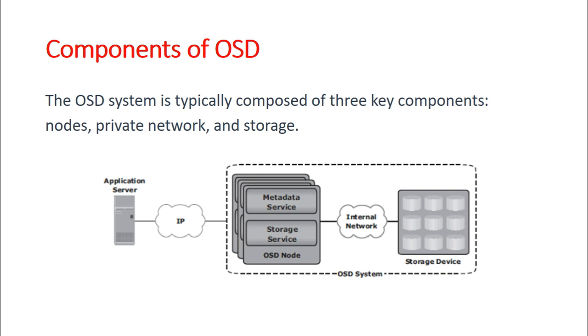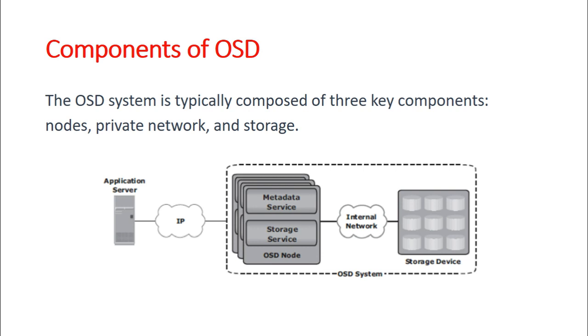The OSD node has two key services, the metadata service and the storage service. The metadata service is responsible for generating the object ID from the contents of a file and can also include other attributes of the data. It also maintains the mapping of the object IDs and the file system namespace.